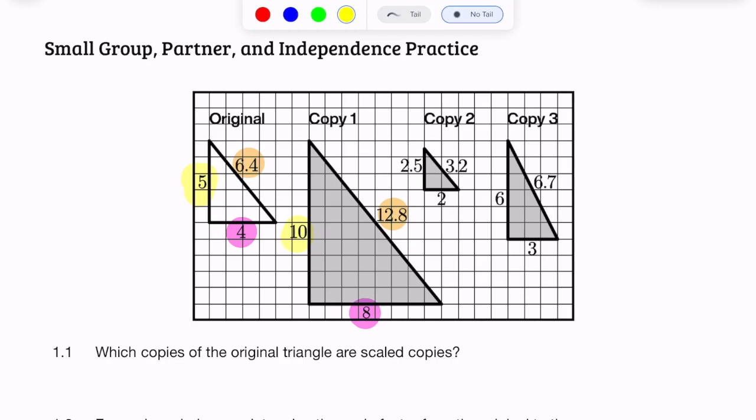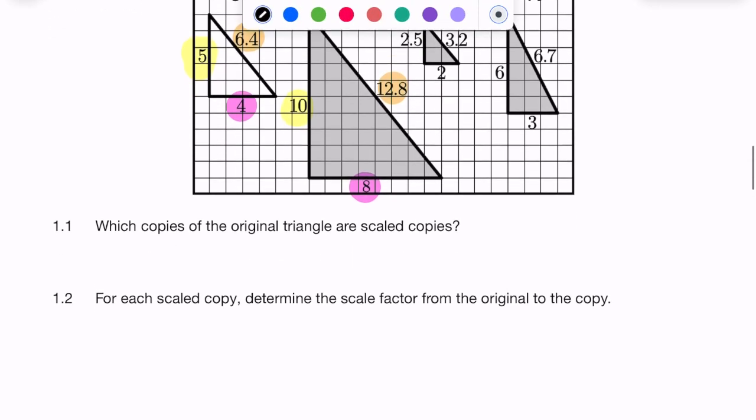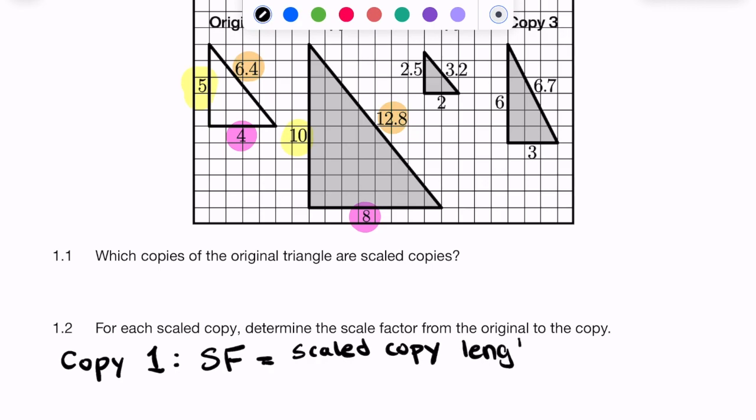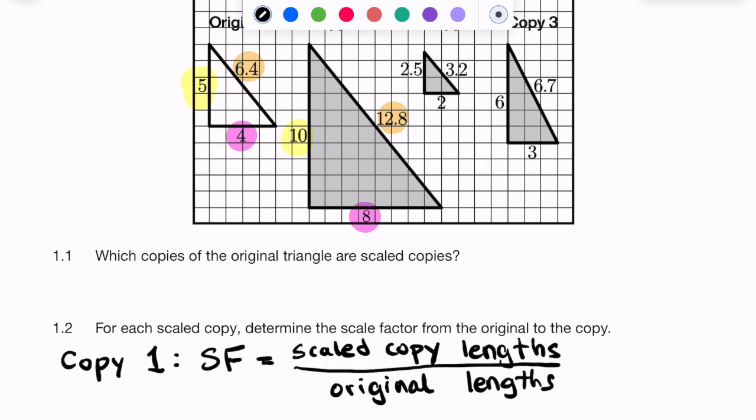But if we don't know that in our heads, or even if you do, you could write that out. You could show it by saying, okay, here's copy 1. Let me try to find the scale factor by doing that ratio that I was doing before. So I can do the scale factor, SF, is equal to the scaled copy length divided by the original lengths. Okay, for all the pairs of matching ones.